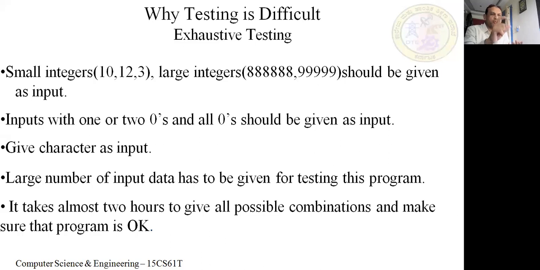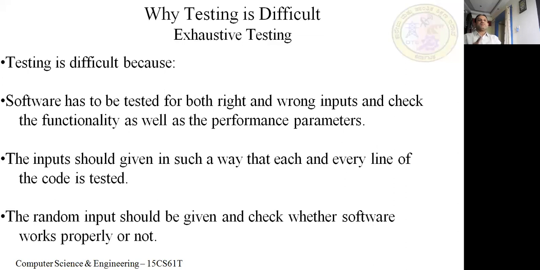So for testing a small program, it takes almost 2 hours to give all possible combinations and make sure the program is okay. Just to test whether the entered sides of a triangle form a triangle or not, it is taking 2 hours. Small program, just entering the values and checking. If the program is large, it may take hours together or days together. So because of this, just for a small program as an example, testing is taking 2 hours. Hence, because of this, testing is difficult.